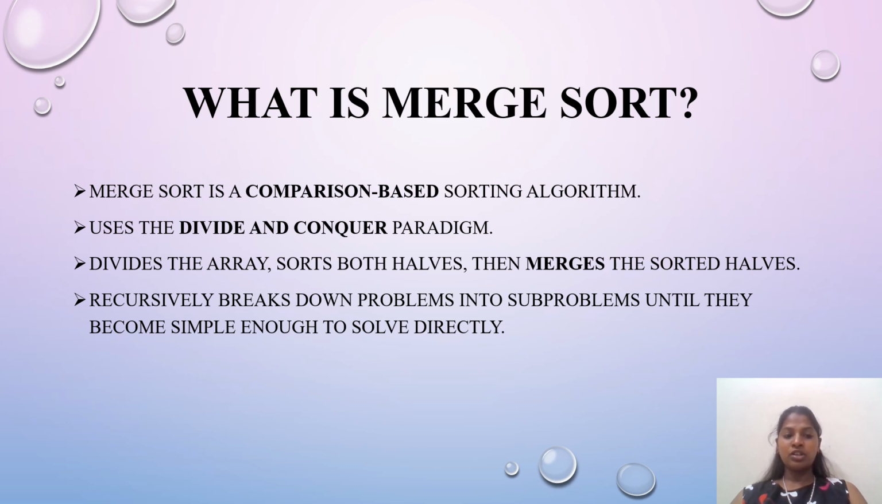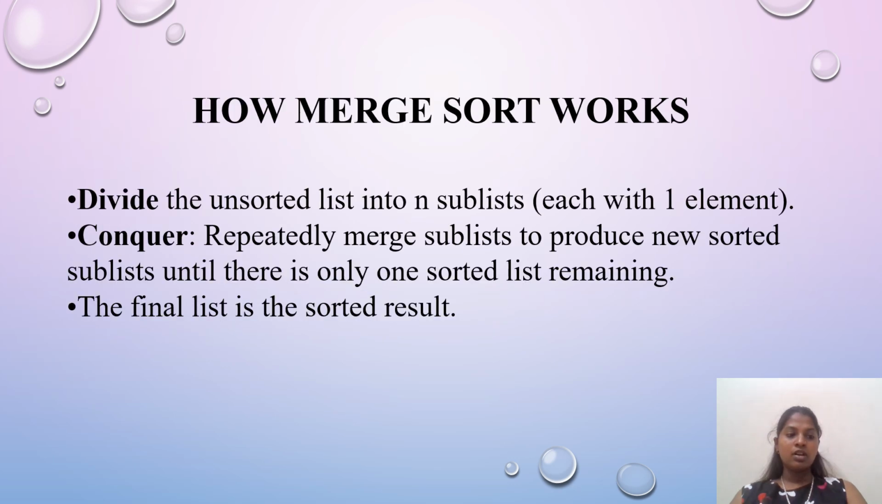a comparison-based sorting algorithm that follows the divide and conquer paradigm. It works by dividing the array into smaller parts, sorting them individually, and finally merging them into a sorted array. It is stable and maintains a consistent time complexity of O(n log n), making it suitable for large data sets. Next slide is how merge sort works.